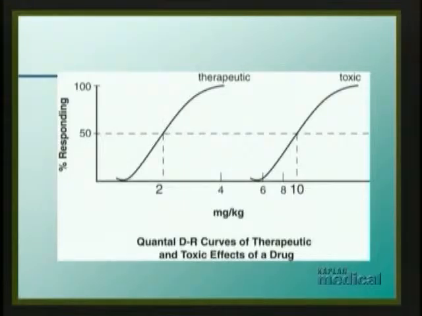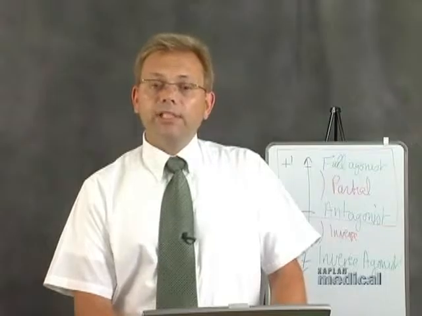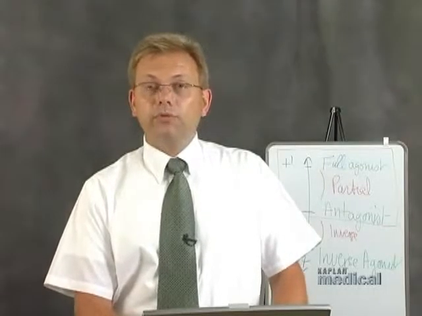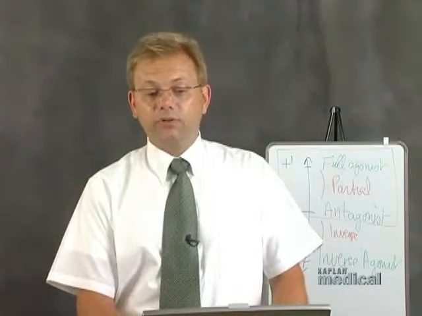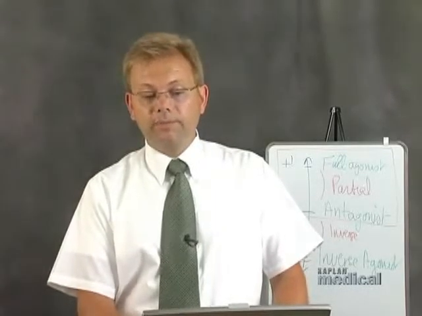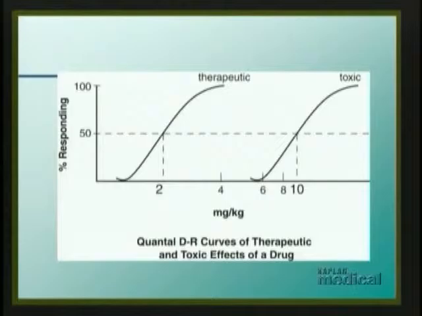Now calculate the therapeutic index for me based on that diagram. You remember that a therapeutic index is the toxic dose for 50% of the population divided by the therapeutic dose or efficacious dose for 50% of the population. Here, 10 divided by 2, giving rise to a therapeutic index of 5. All this is telling you is that there is a 5-fold difference between the doses efficacious in half the population from the doses toxic in half of that population.